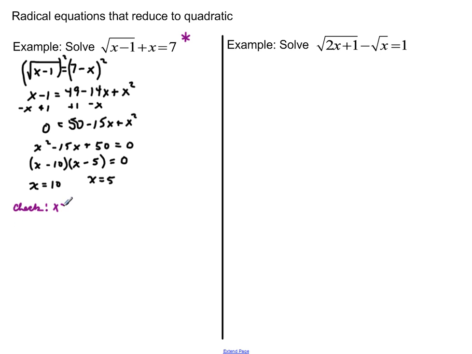So let's try x equals 10. If we substitute 10 into our original equation, we should be getting the square root of 10 minus 1 plus 10 equal to 7. Let's see, we got square root of 9 added to 10 would be equal to 7, except that 3 plus 10 does not equal 7. So we must come to the conclusion that x equals 10 is extraneous.